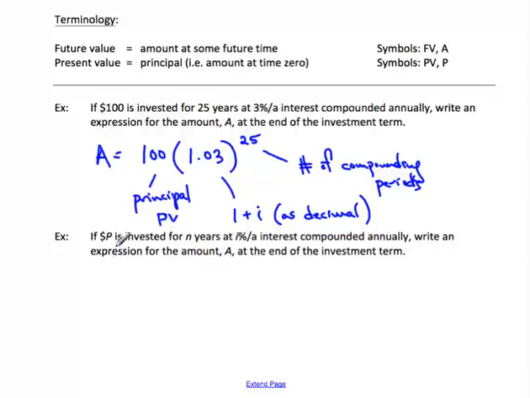If we get more general, we can ask if P dollars are invested for N years at I% per annum interest compounded annually, let's write a completely general expression for the amount A at the end of the investment term. So now we've replaced 100 with P, 25 with N, and 3% with I%. So we just replace them all correspondingly in the equation, and we get the amount is equal to the principal times 1 plus I to the power of N, where I is expressed as a decimal.